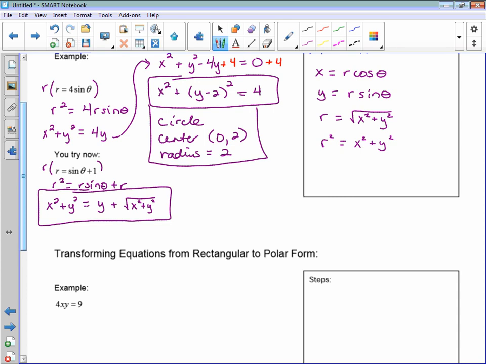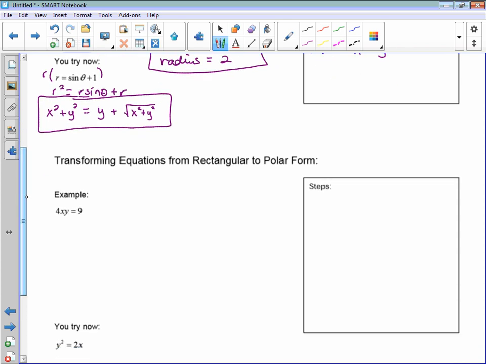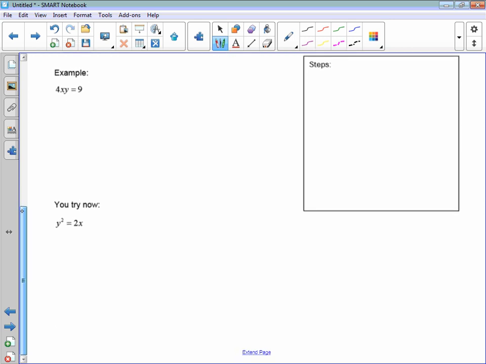Okay, so now let's take rectangular and turn it into polar. We'll do the first one together. So I've got 4xy equals 9. I'm going to leave the 4 alone. What could I replace x with? R cosine theta. What could I replace y with? Equals 9. So far so good, right? If I multiplied this side out, I'd get 4r squared sine cosine, or cosine sine, it really doesn't matter.